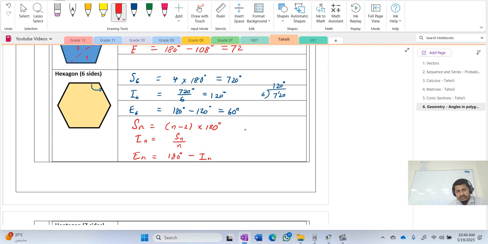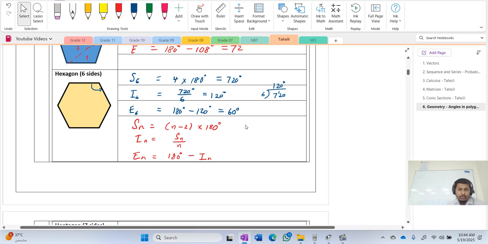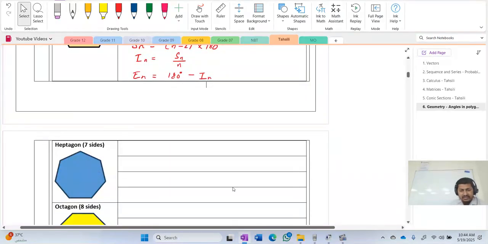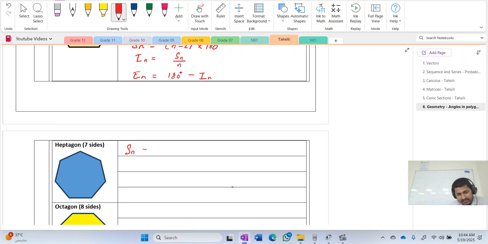Now let's see, 7-sided, so I'm just going to use the formula. S7 is equal to 7 minus 2 times 180. So that's basically 5 times 180 degrees, which gives me 900. That's a heptagon, 7 sides, so the 7 interior angles are identical. So we take 900 and divide it by 7.